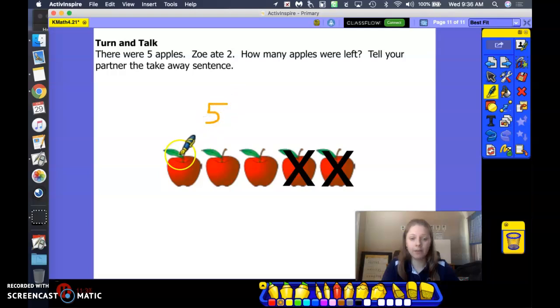5. Remember, we started with 5 apples. We've got to count all of them up. Take away. Look at your picture and see how many were crossed out. 2 equals, how many apples were left? 3. Great job, friends.